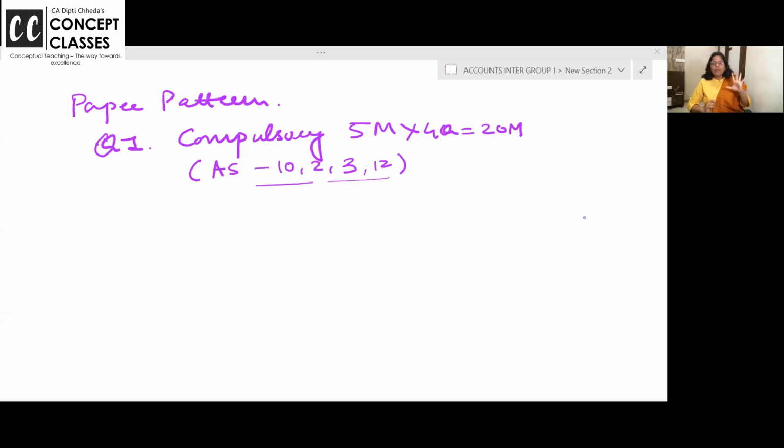Yeah. 5 marks, 4 questions, 20 marks compulsory, no internal choice. And generally, they are from accounting standards. Sometimes they give higher purchase, a small question. Like work out reverse, if cash price and down payment are given, can you work out the interest and all that?